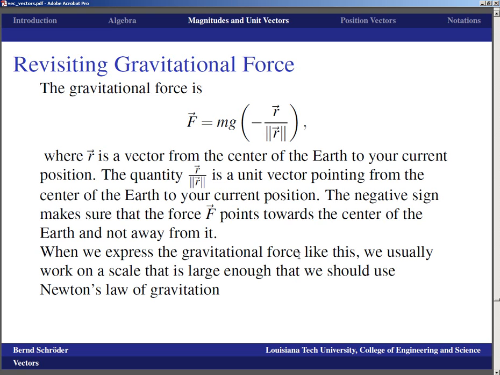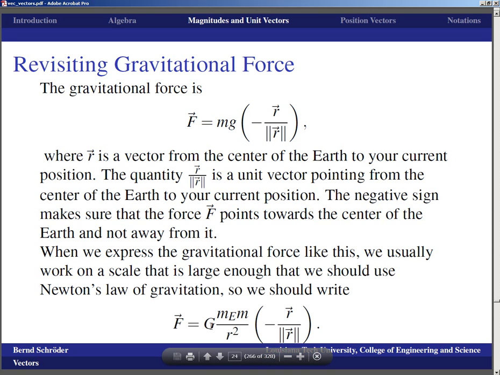Now, when we express a gravitational force like this, we usually work on a scale that is large enough that we should actually use Newton's law of gravitation. So then we should write that the gravitational force is the gravitational constant times the mass of the Earth times your mass, divided by your distance from the center of the Earth squared, times this unit vector that points towards the center of the Earth. This is the kind of thing that you often see in physics texts. You will also see it in presentations in this class, and it's basically something where we separate magnitude from direction.